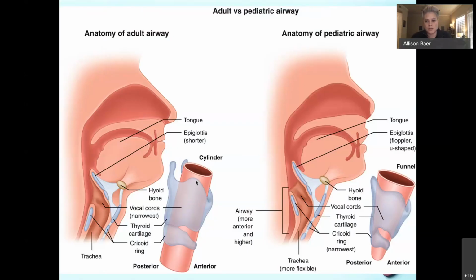So this is a picture of the differences of adults and peds. You can see their tongue, it doesn't show it great in this picture, but proportionally their tongue is bigger in their mouths than an adult's in its mouth. Their epiglottis, again, has a U shape. It's longer, it's floppy. And then they've got that funnel airway that comes down to the cricoid at the narrowest point.